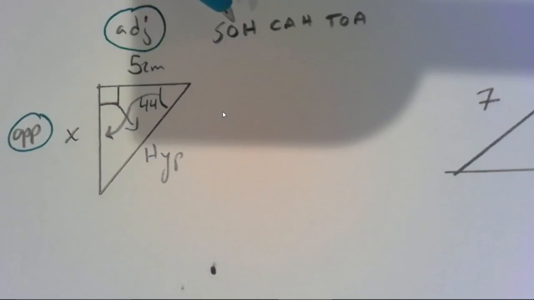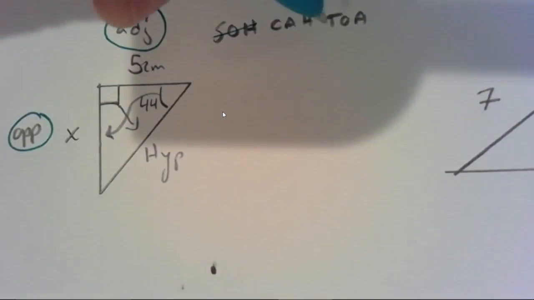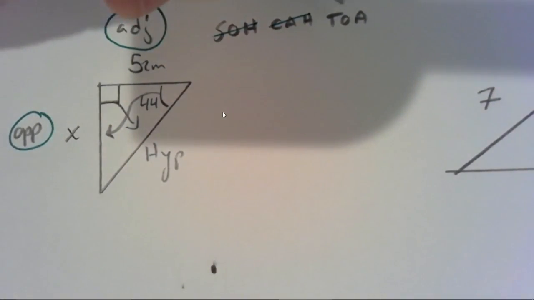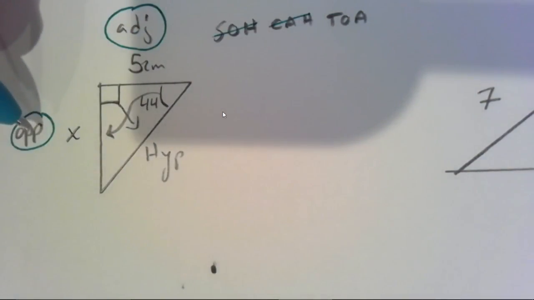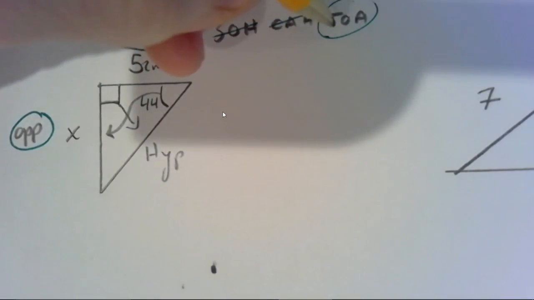SOH uses opposite and hypotenuse, so I'm not going to use that. CAH uses adjacent, which we have, but then also hypotenuse. I don't care about the hypotenuse. I'm not looking for it. I don't have it. So I won't use CAH. I'm left with TOA. I'm looking for the opposite, and I have the adjacent, so I'm going to use this TOA. Now, the other part you need to do is just, you need to remember what that stands for.